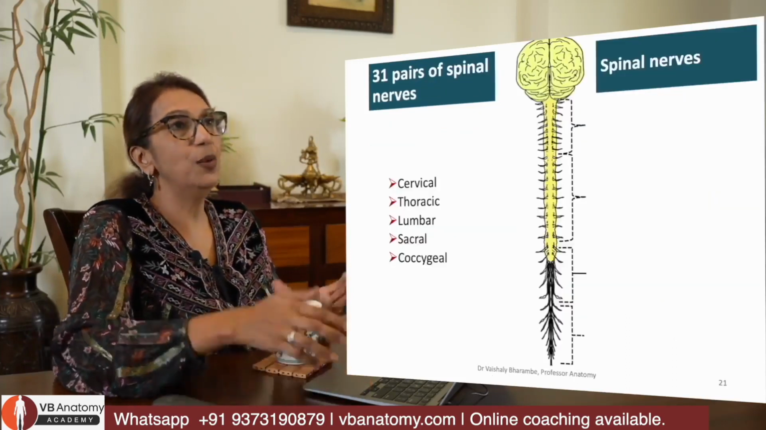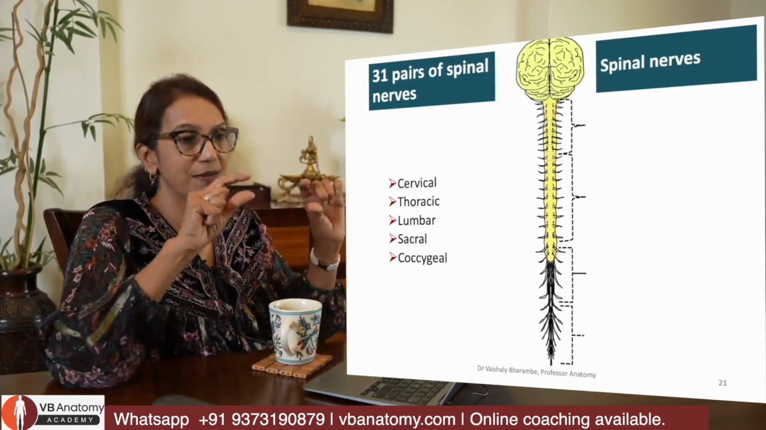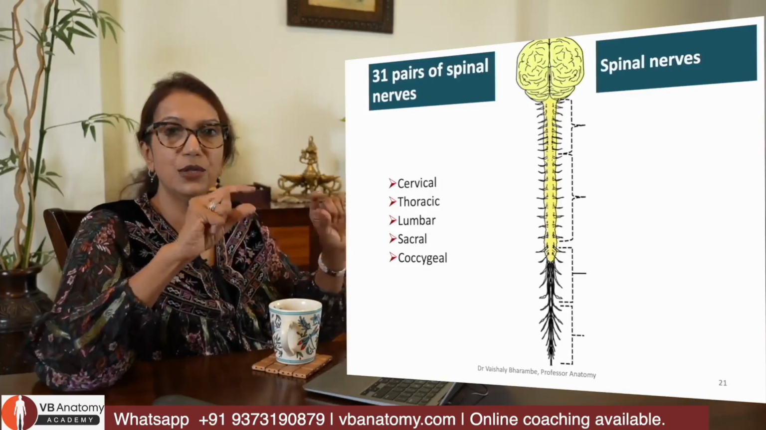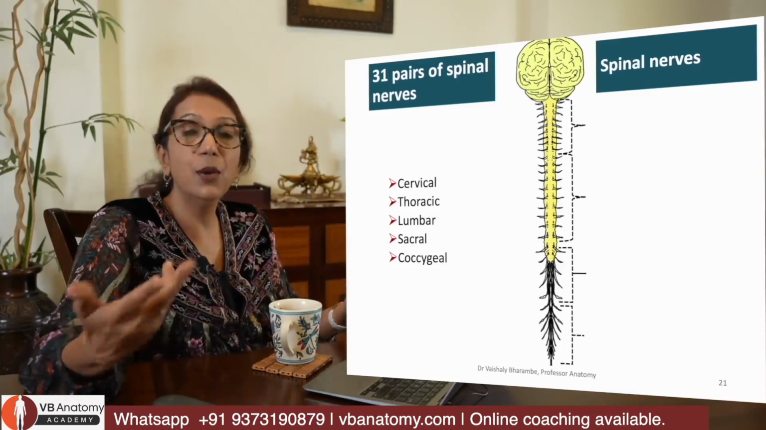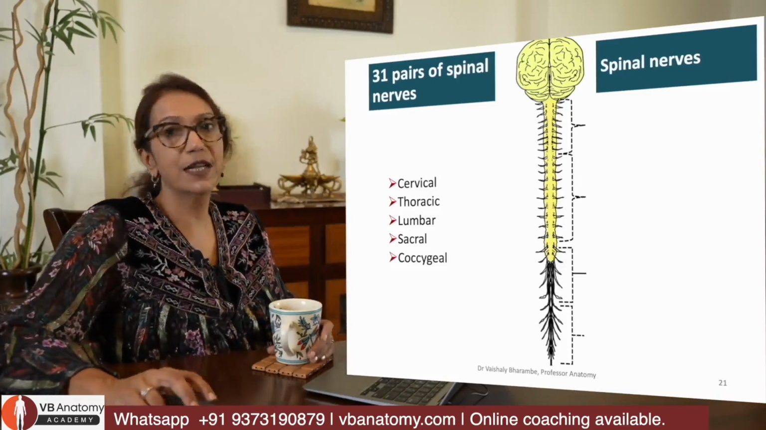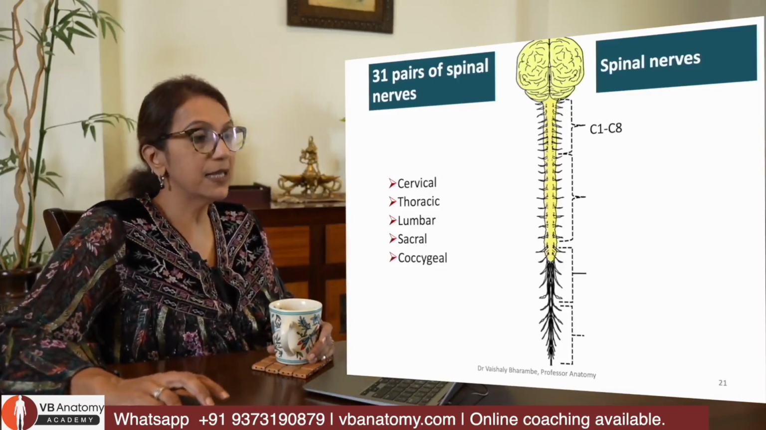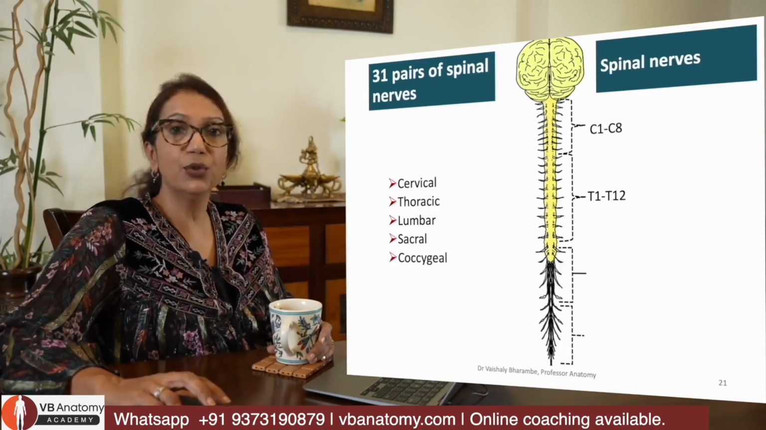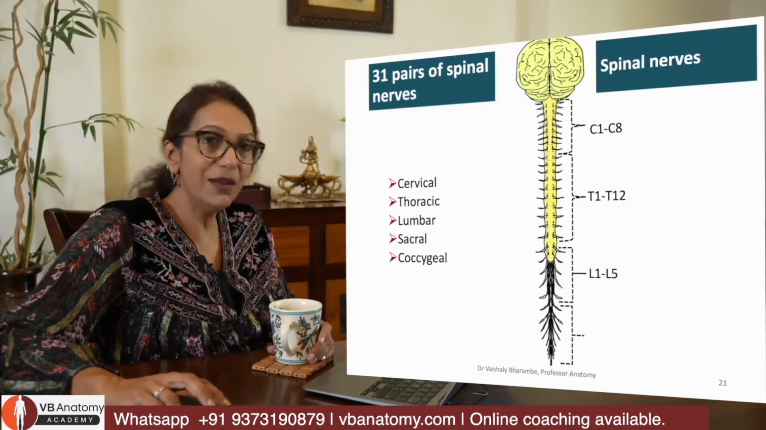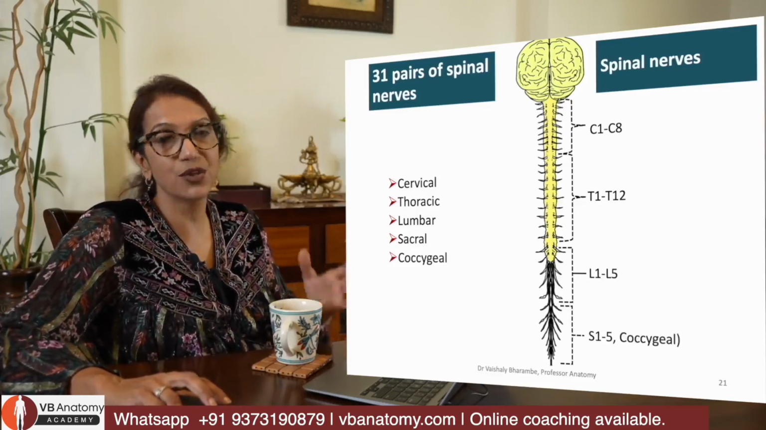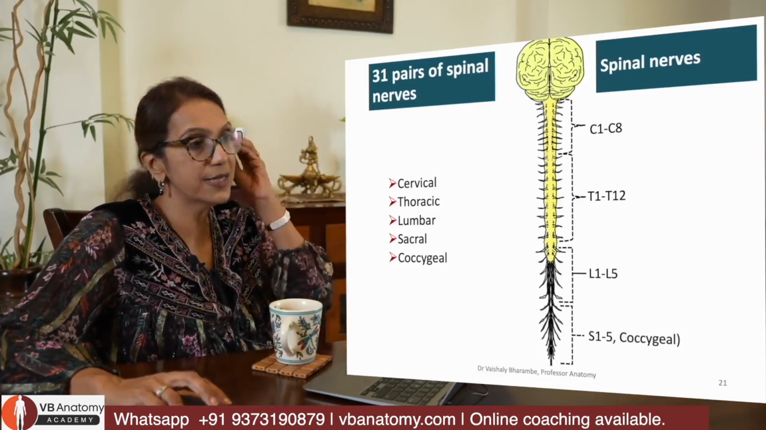So now, how many spinal nerves? You saw that the spinal cord seems to be having such segments through which spinal nerves are emerging. How many spinal nerves? 31 spinal nerves. C1 to C8 cervical segments, T1 to T12 thoracic segments, L1 to L5 lumbar segments and S1 to S5 plus coccygeal segments, sacral and coccygeal segments.